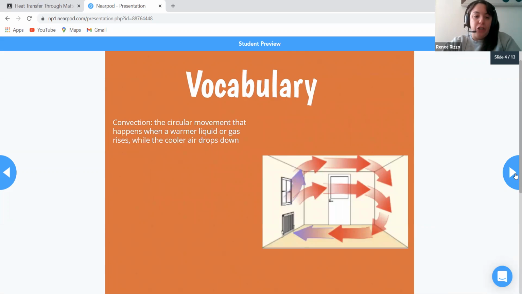Vocabulary: convection, the circular movement that happens when a warmer liquid or gas rises while the cooler air drops down. As I usually do, I incorporated an image to support the vocabulary. This image was taken directly from the Teach Hub lesson of the same subject matter.